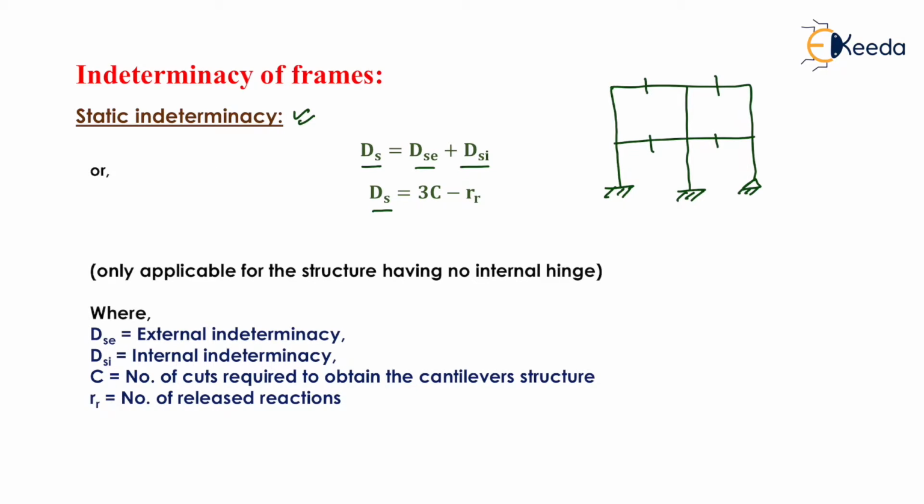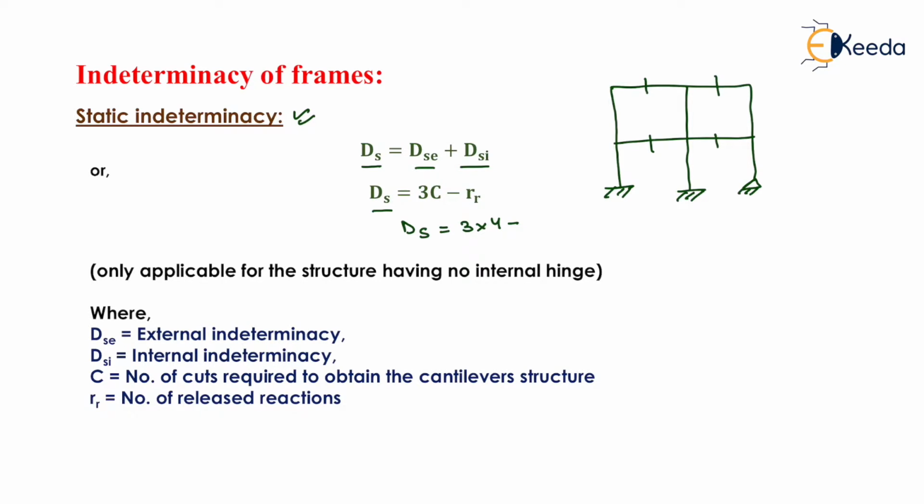Now what will be the value of ds? It will be equals to 3 into 4 minus release reaction. Now what do you mean by release reaction? Suppose that there is a support which is not fixed. Now if we want to convert that support into fixed support, then how many reactions will be required?